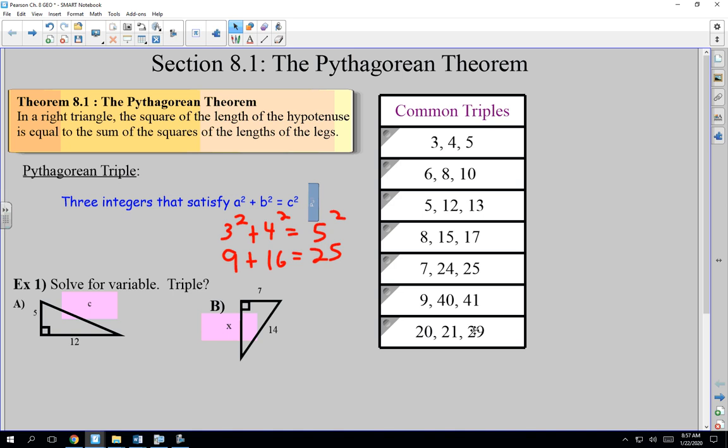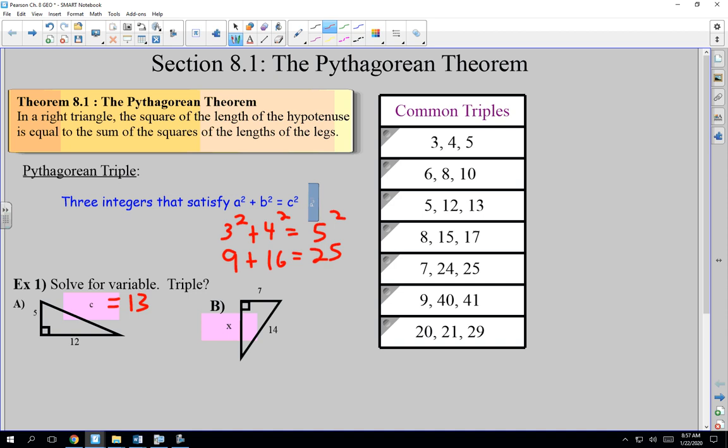If you recognize the triples, you get to avoid doing the algebra to solve for the missing side like you did last year. So here we are in geometry. We're going to use this theorem frequently enough that it is worthwhile to recognize triples. Like example 1a, what is c based on our list of triples? 13, because we've got a 5 and a 12, and c has to equal 13 here.